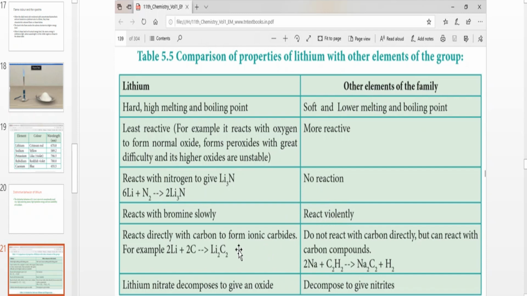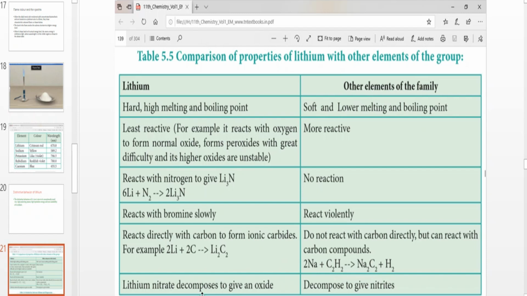Next, lithium reacts with carbon to give lithium carbide. It is an ionic compound. Whereas the other members of this family don't react with carbon directly, but they can react with compounds of carbon like acetylene, ethylene, etc. to give their respective carbides and eliminate hydrogen.